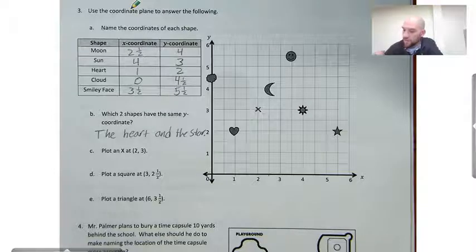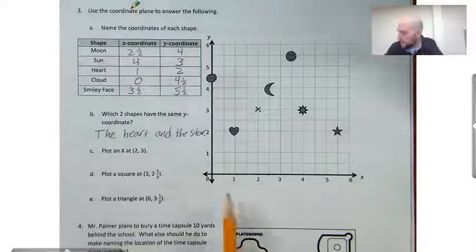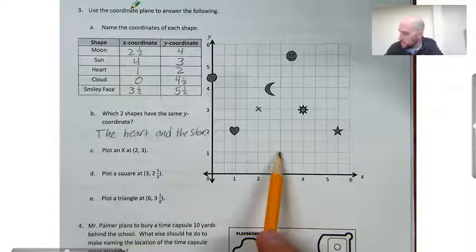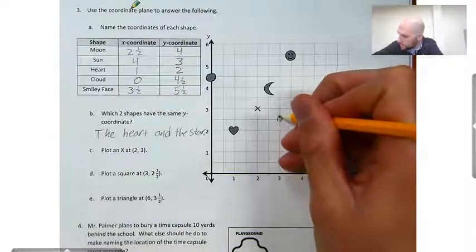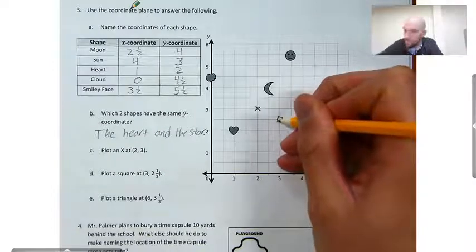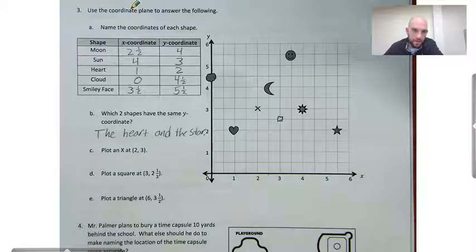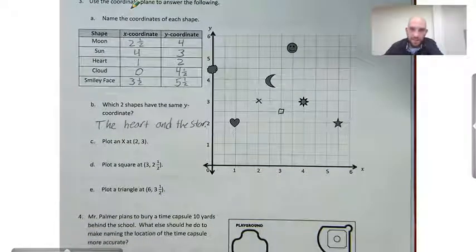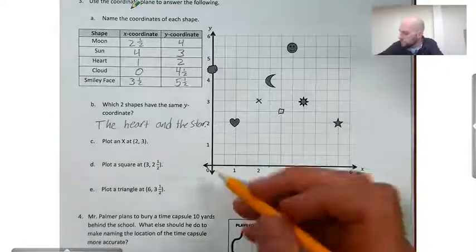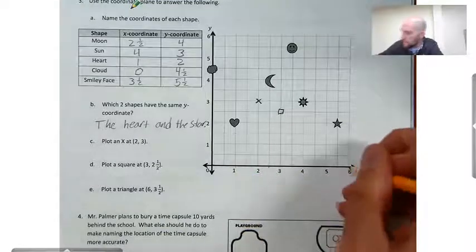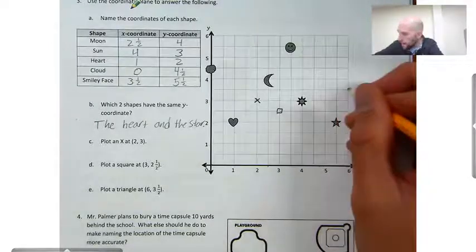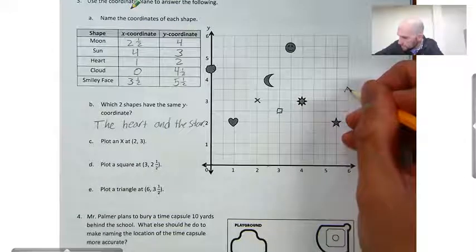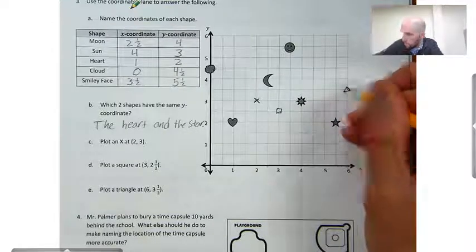Letter D tells us to plot a square at 3, 2.5. So 3 on our x, 2.5 on our y. 1, 2, 3. And then 1, 2.5 right here. So our square is going to go right here. And then letter E says to plot a triangle at 6, 3.5. So we have 6 all the way over here. 1, 2, 3.5. And it wants to do a triangle there. So a little triangle there.